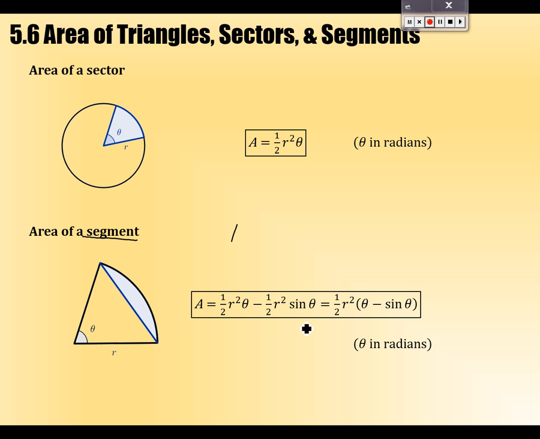Okay? So, like I said, you should know what a sector is and what a segment is. And what I mean when I ask for those things, even if I don't provide a picture, you should know what I mean by a segment. Because all the formulas are terrible looking if they're in degrees. All right.